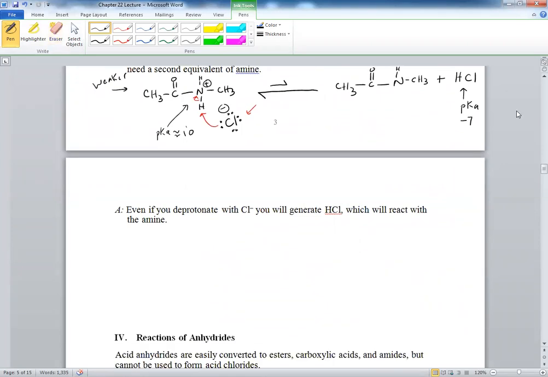Now, another issue is that even if you did deprotonate with Cl minus, you will generate HCl, which will react with the amine. So guess what? Now you're going to make more of this. And again, this is not nucleophilic. So that's why you use the two equivalents.